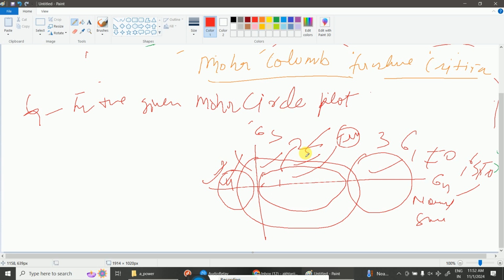Now come to this triaxial tension. In triaxial tension sigma 1 is not equal to 0 and sigma 3 is not equal to 0. So in this, circle 3 is the triaxial compression.